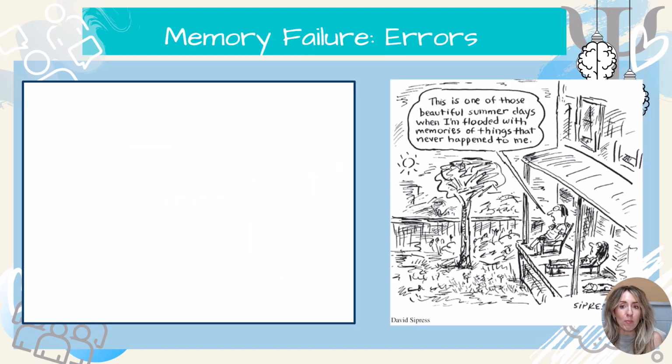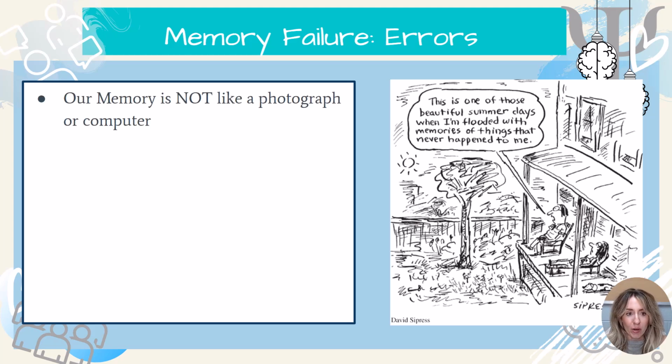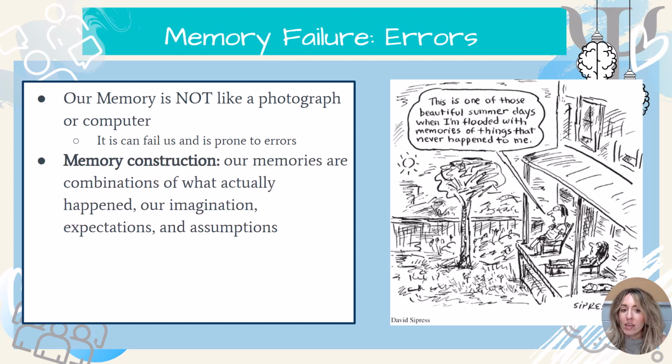Now, not all memory issues come from forgetting, but some do. Some memory issues come from errors in your memory. So it's important to remember that your memory is not like a photograph or a computer. It doesn't just stay like it is, like a photograph. It's not just a moment in time. And like a computer, it goes in, but what comes out isn't always what went in. It can fail us, and it's prone to errors.